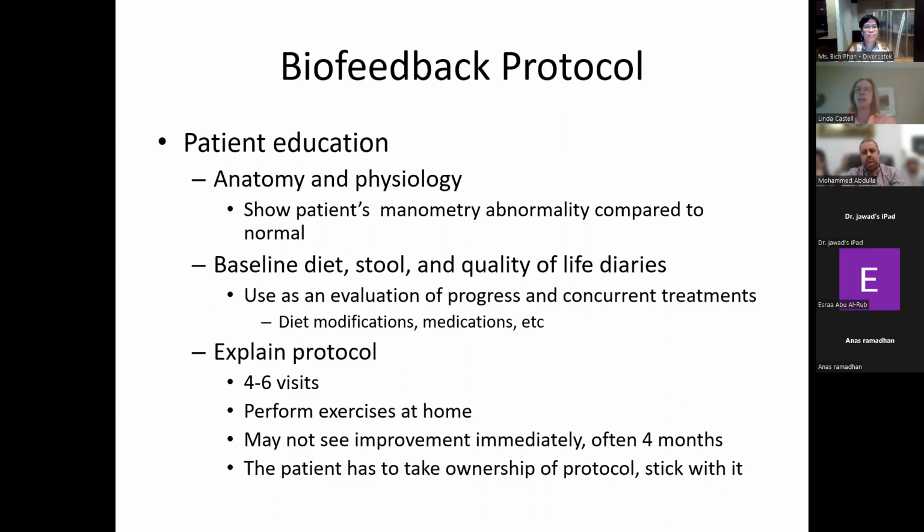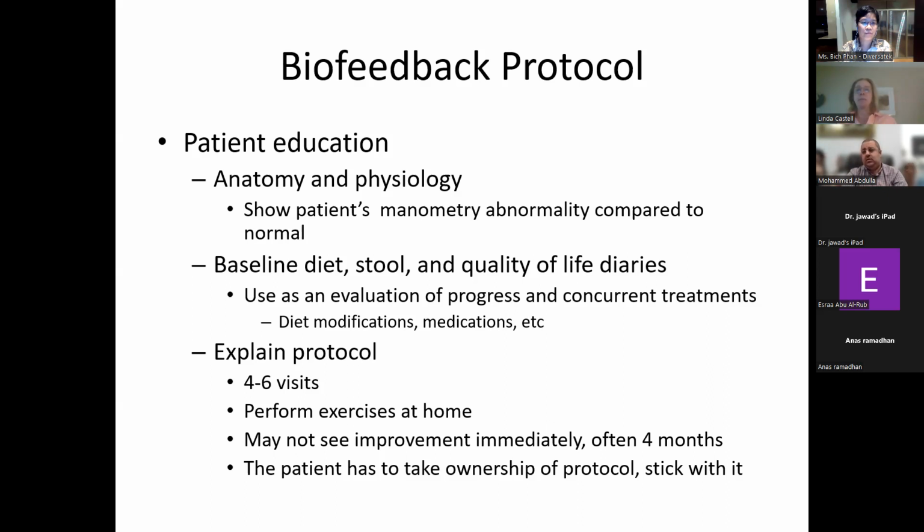So they understand how that muscle is functioning and what's wrong with it. We also get some baseline data. We look at their diet, their stool pattern, and their quality of life. And we use this baseline information to look at improvement from week to week or month to month as they have their sessions with us.